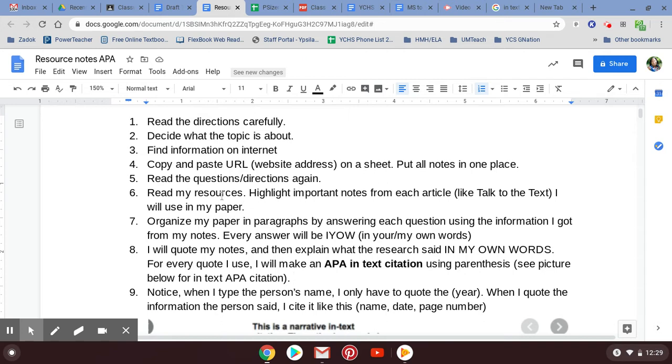Now, you're going to read over your resources. You're going to read each one. You're going to highlight the important notes from the article, kind of like talking to the text. You're going to highlight everything that you're going to use in your paper.